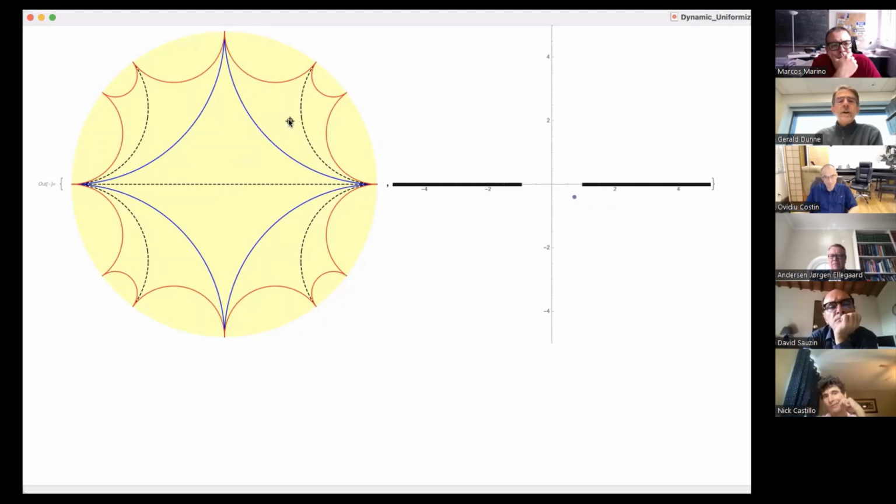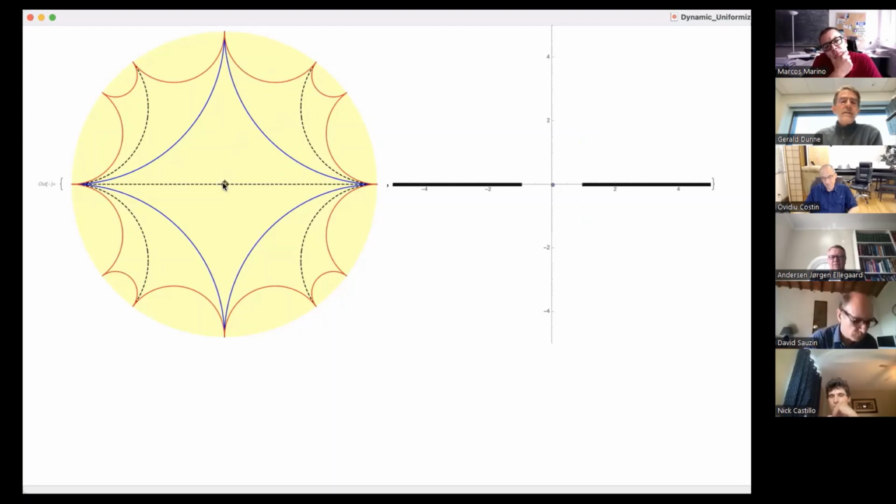So if I go that way, I cross back through the gap, and now I can either go this way and cross that cut onto a next sheet, or I can go this way and cross onto the next sheet here. Or from back here, instead of crossing back between the 2 branch points, I could have looped around here and crossed that cut onto another sheet.